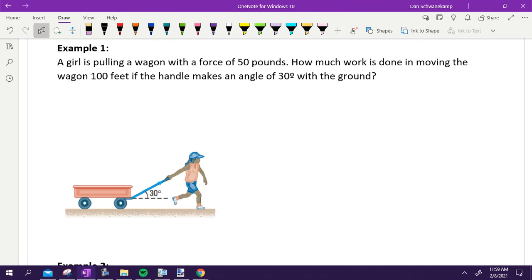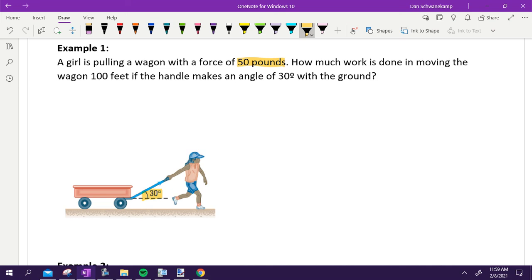A girl pulling a wagon with a force of 50 pounds. How much work is being done when she moves the wagon 100 feet if the handle makes an angle of 30 degrees with the ground? All right, so she is pulling on this wagon. It's a 30-degree angle. She's pulling with 50 pounds of force. Is that the most efficient way for her to pull this wagon?